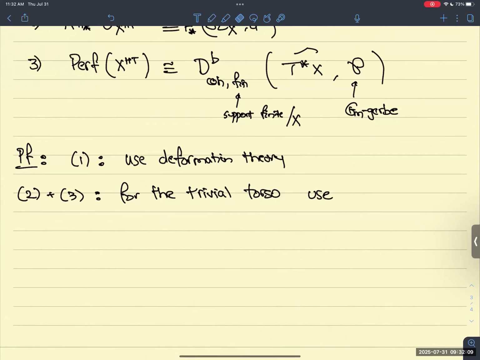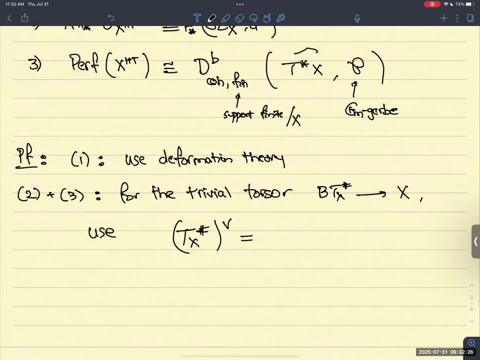So let me first say what I mean by the trivial torsor. The trivial torsor is just the projection map from this classifying stack down to X. What you need to use is that if you take BT_X sharp and you look at its Cartier dual, what you get is exactly this completed cotangent bundle.